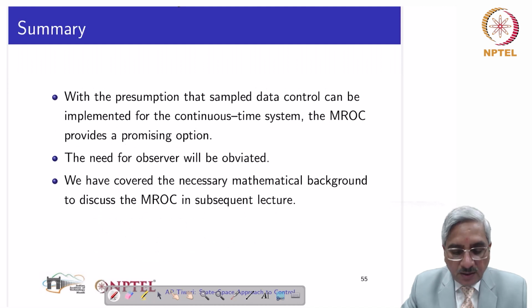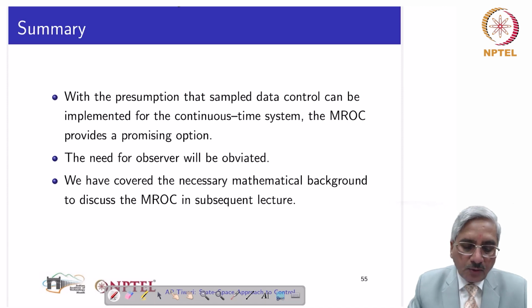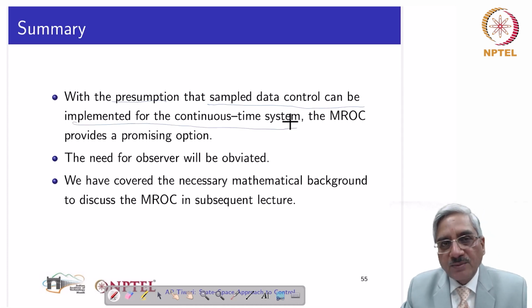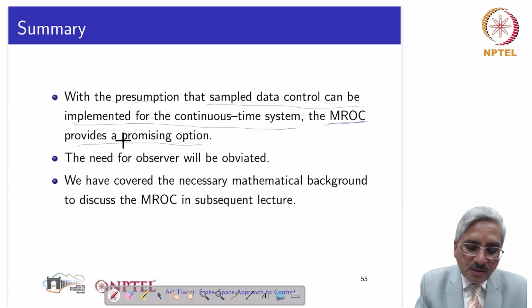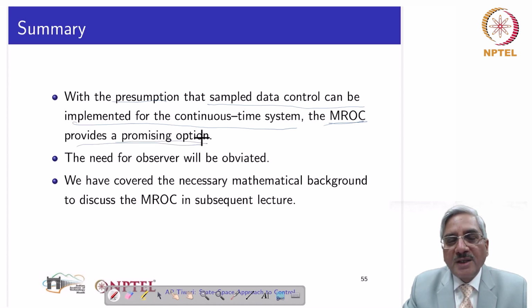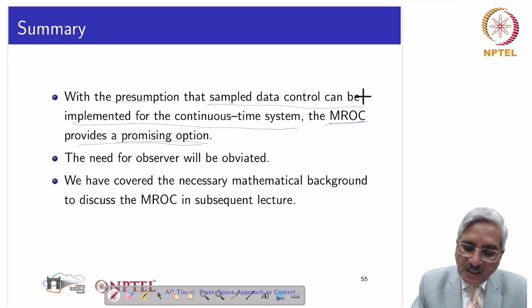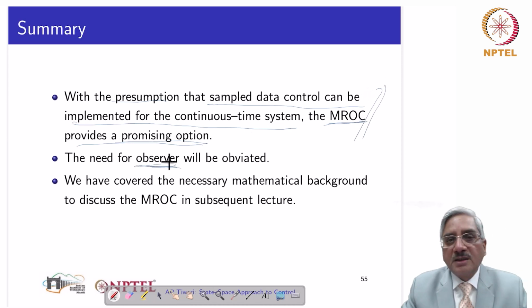Now let us summarize what we have done so far in this video lecture. We assumed at the beginning that the sample data control can be implemented for a continuous time system. This is our starting point. The continuous time system can be sampled, and the control can be implemented as a sample data control system or a discrete time control system. So MROC provides a promising option of placing the poles arbitrarily. We will see that. And if that happens, then of course an observer will not be needed.